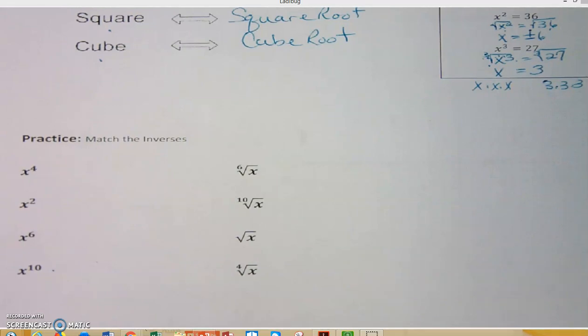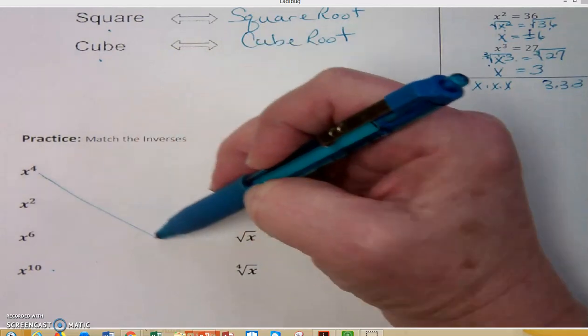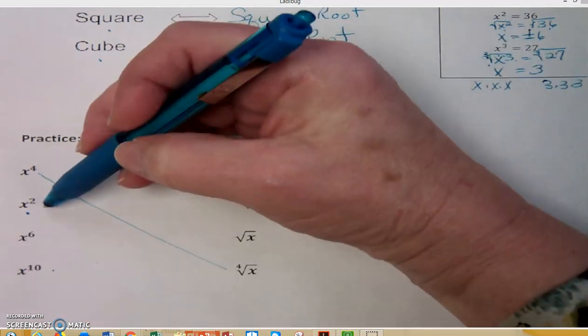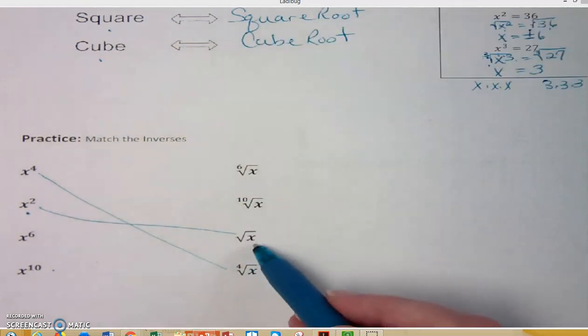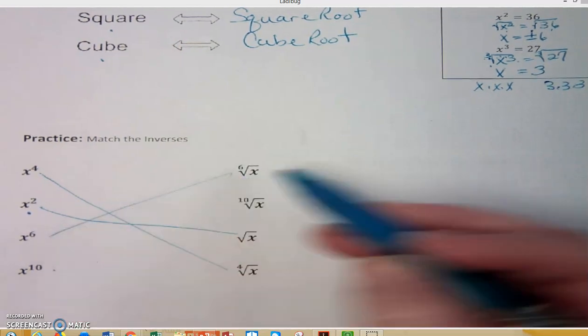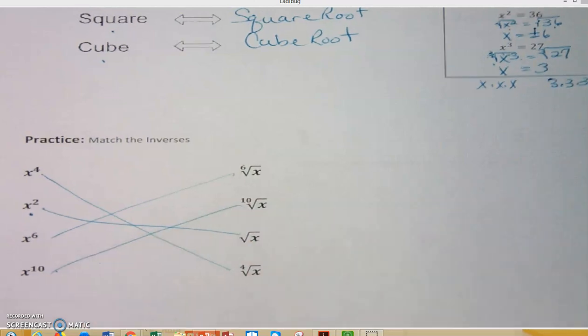So if you've already done it, it should look something like this. x to the 4th, the inverse would be the 4th root of x. x squared goes with just the radical. We don't have a 2, but it's understood to be the square root of x. x to the 6th would go up here with the 6th root of x. And x to the 10th, we would have to take a 10th root of x to solve for x there.